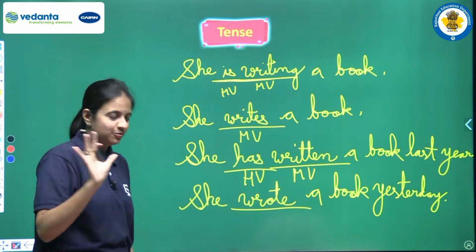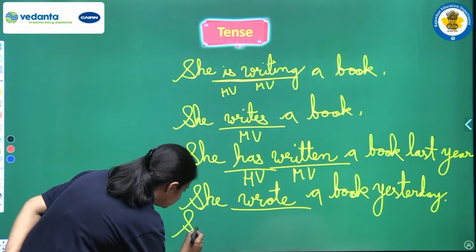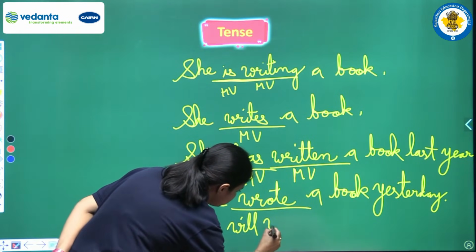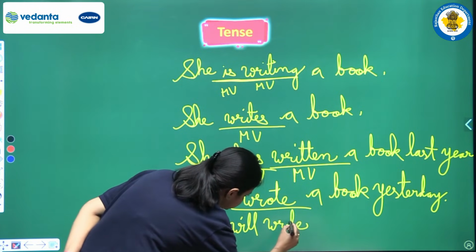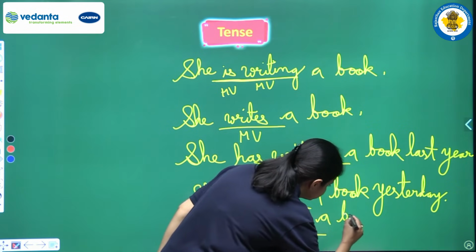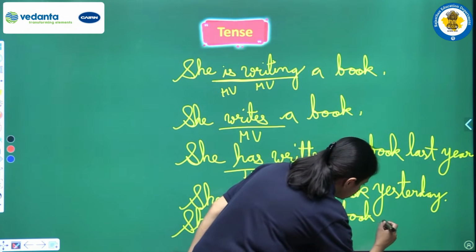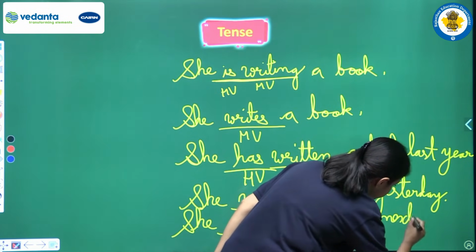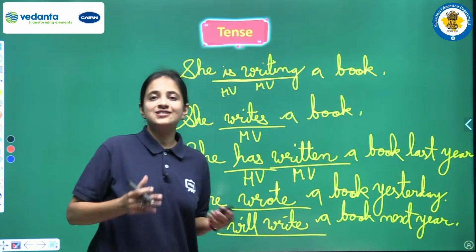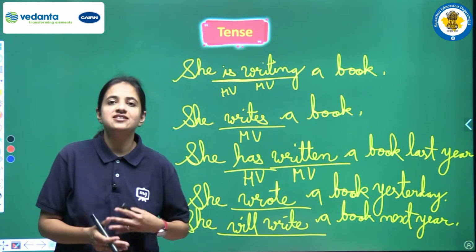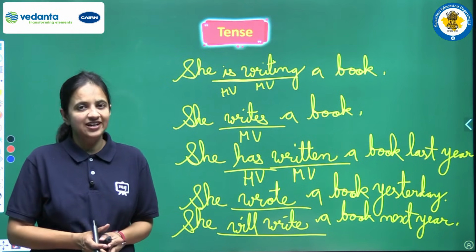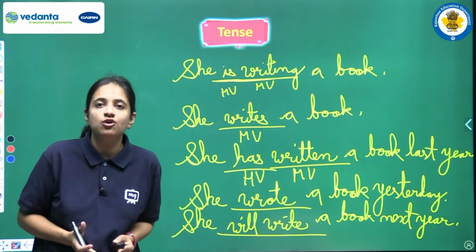And let's take one more sentence. She will write a book next year. Okay, so these are some of the sentences that we are having as examples, and in each and every sentence you can notice this thing that we are having different forms of write.